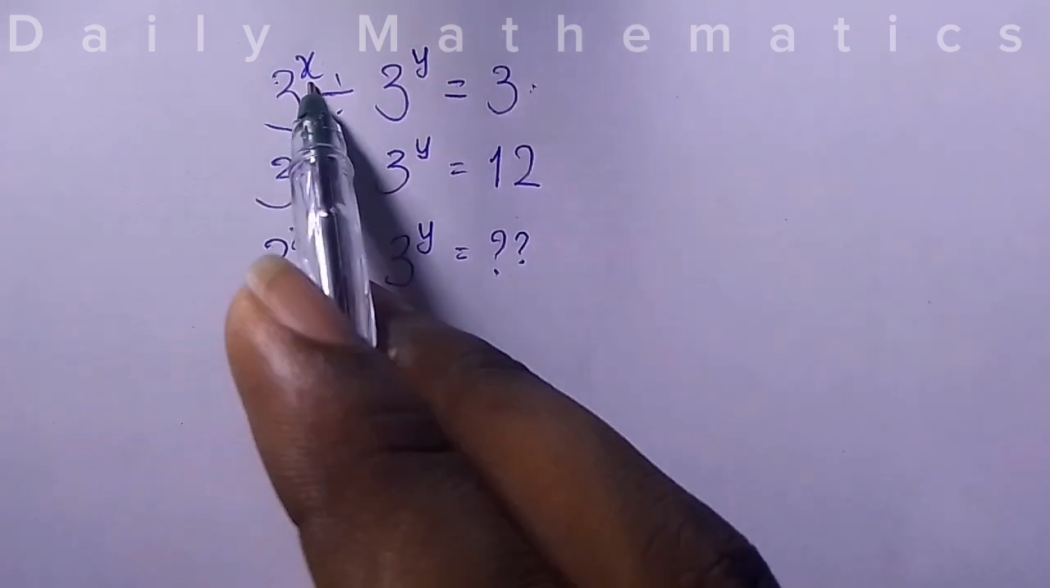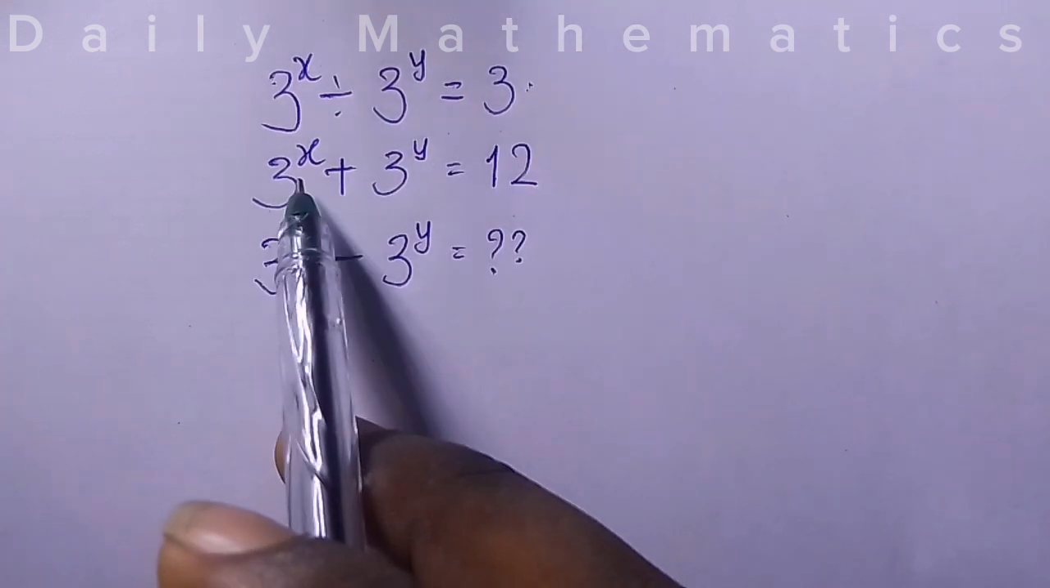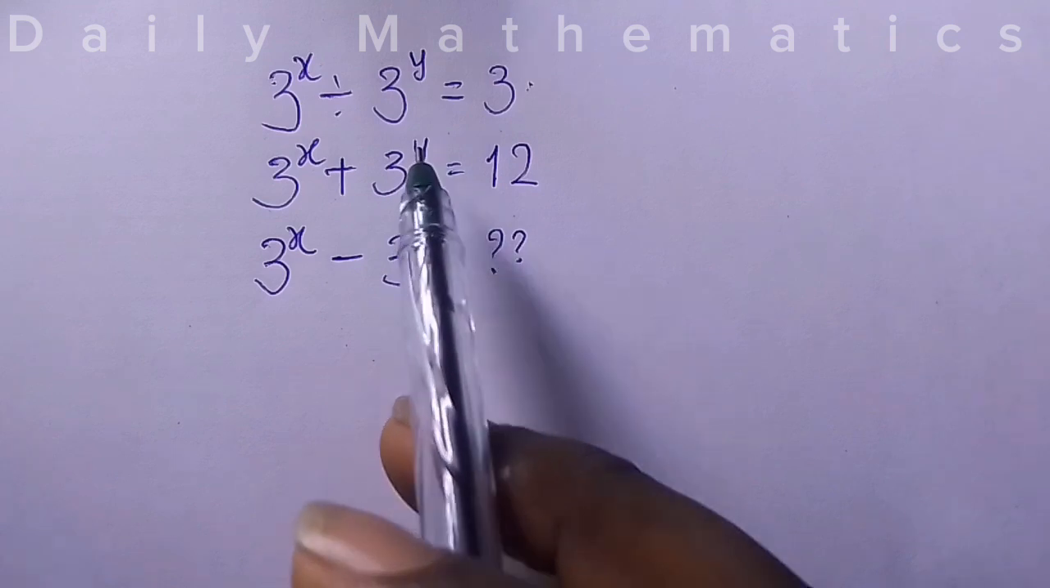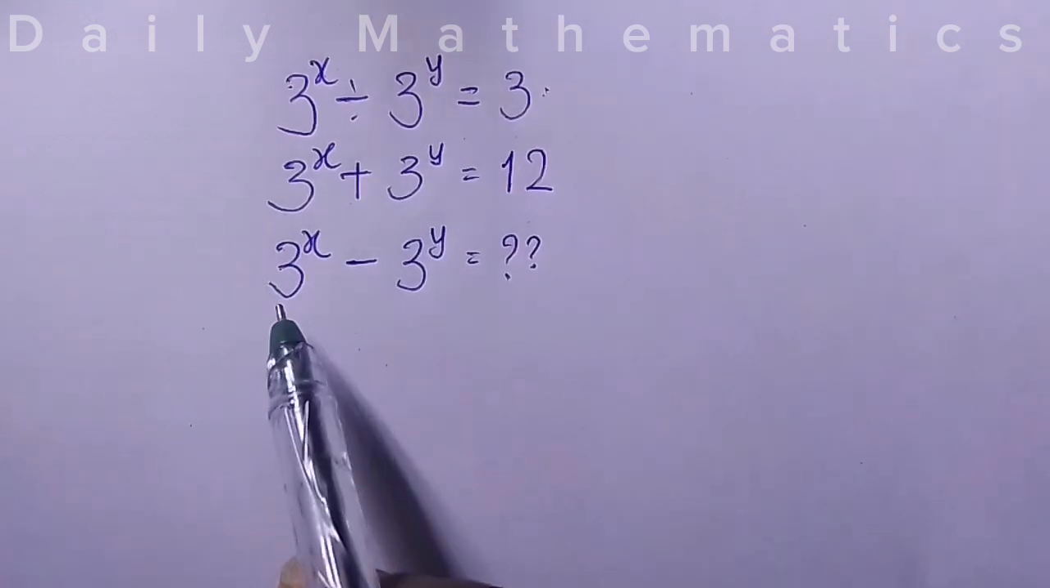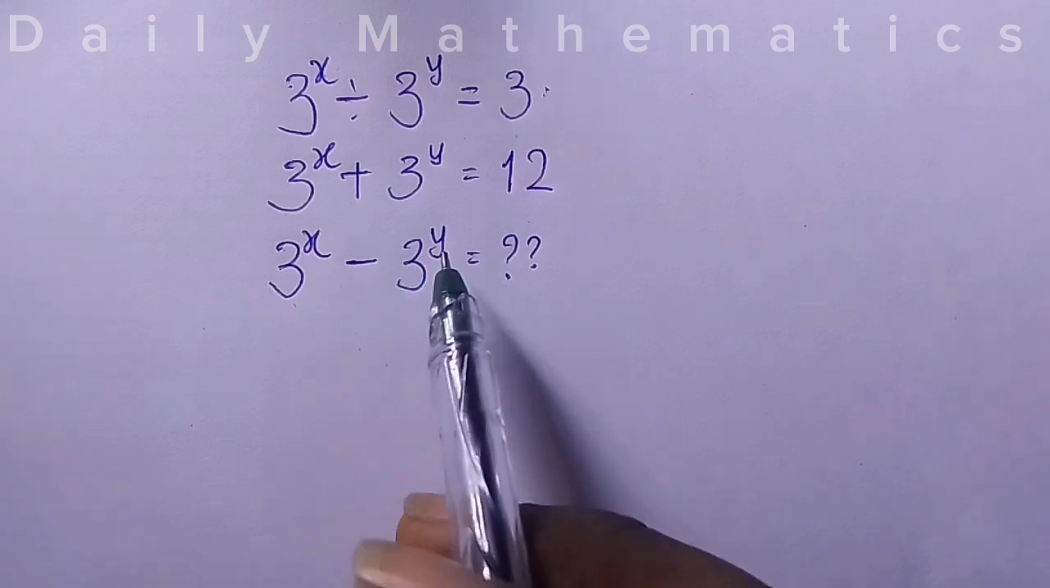If 3^x divided by 3^y equals 3, and 3^x plus 3^y equals 12, find 3^x minus 3^y, and we're going to solve it in a moment.